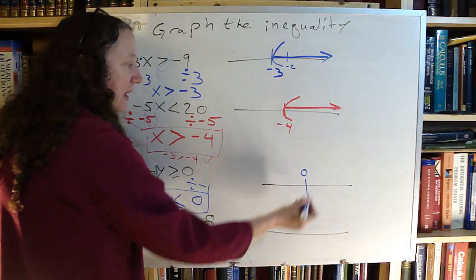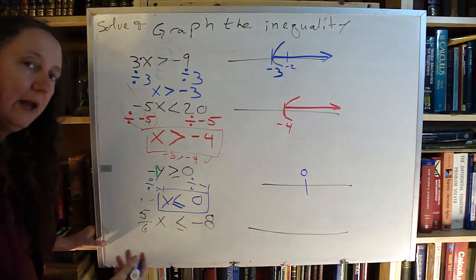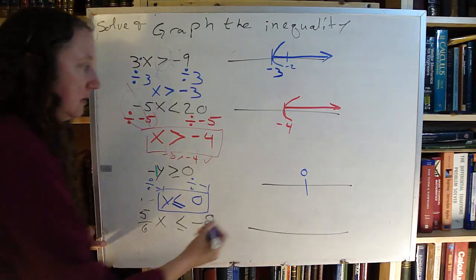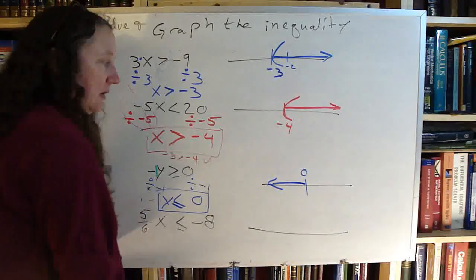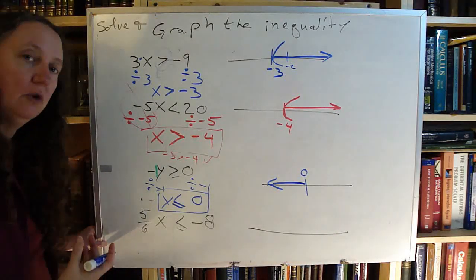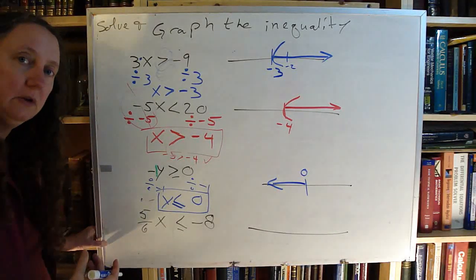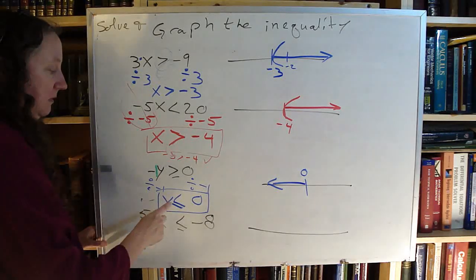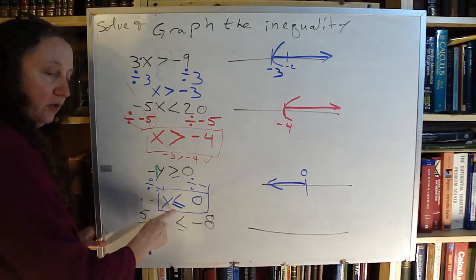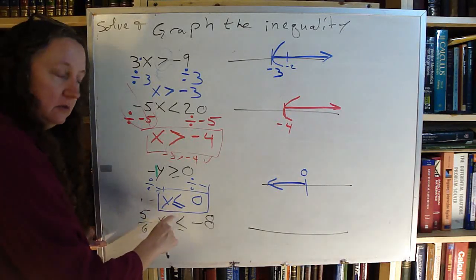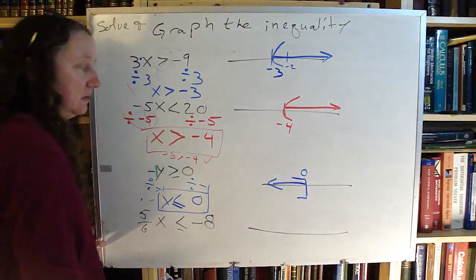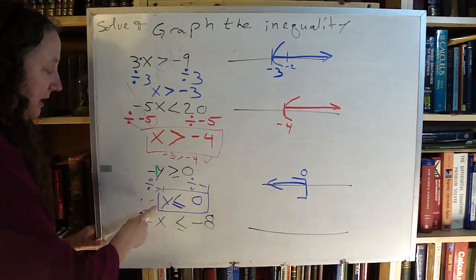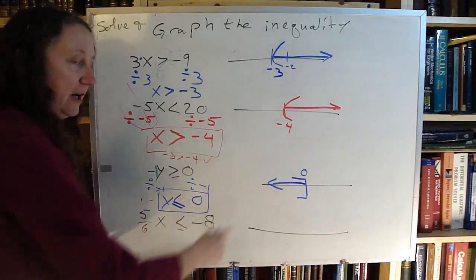Find my 0 on my graph. Y has to be less than that. I need to figure out square or round. It has the extra little bar on there. That is going to be square. Now I have my solution and I have my graph.